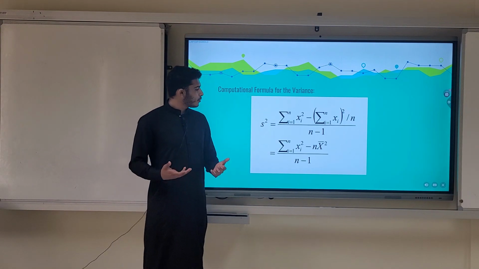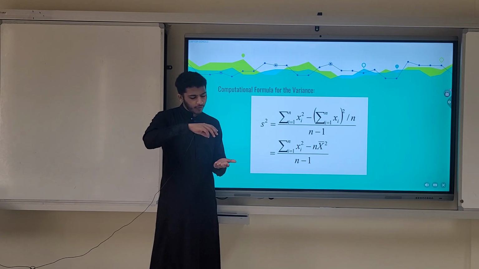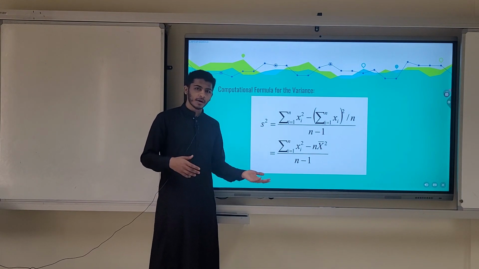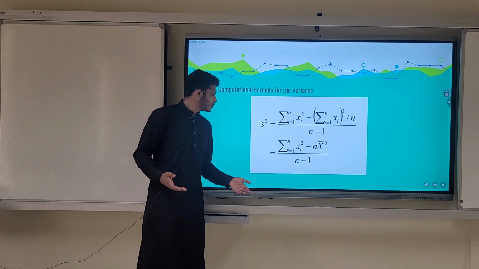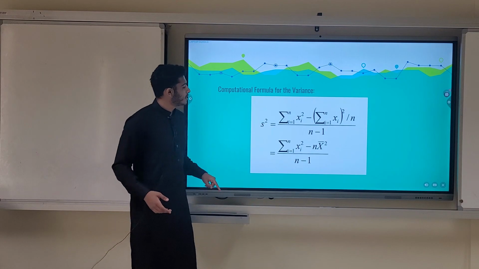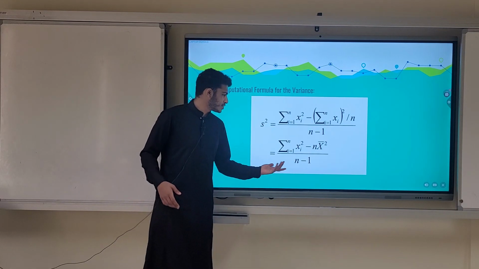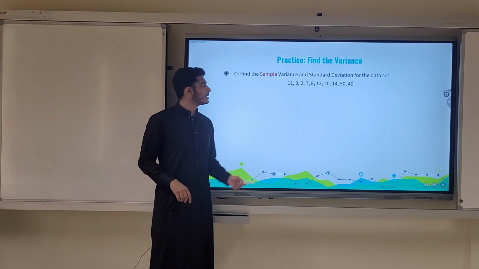But the majority of the questions you're going to be asked, generally speaking, are to find the mean. Then in the other part of the question, you have to find the variance or the standard deviation. So using this one is most common and usually better. Variance and standard deviation for the data set.